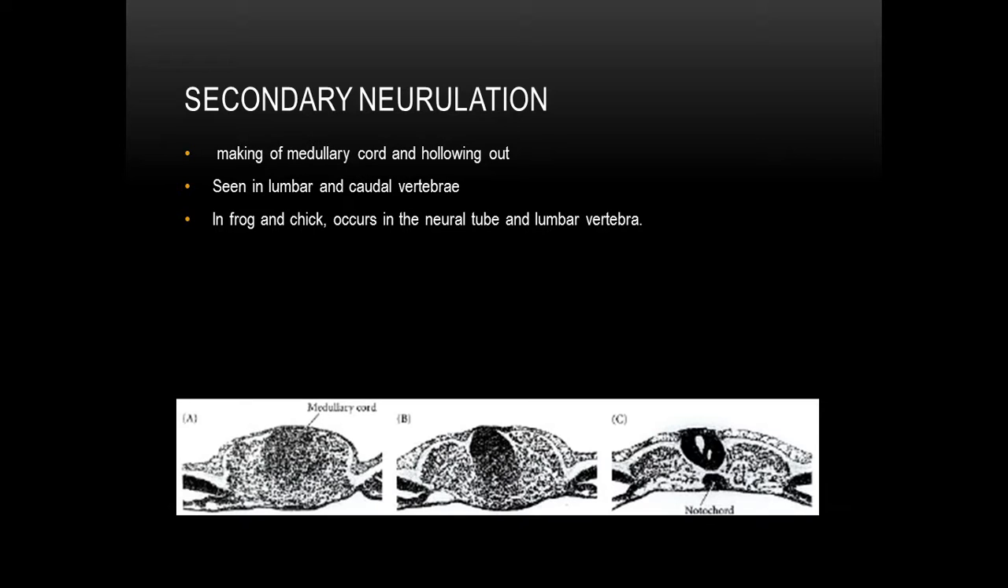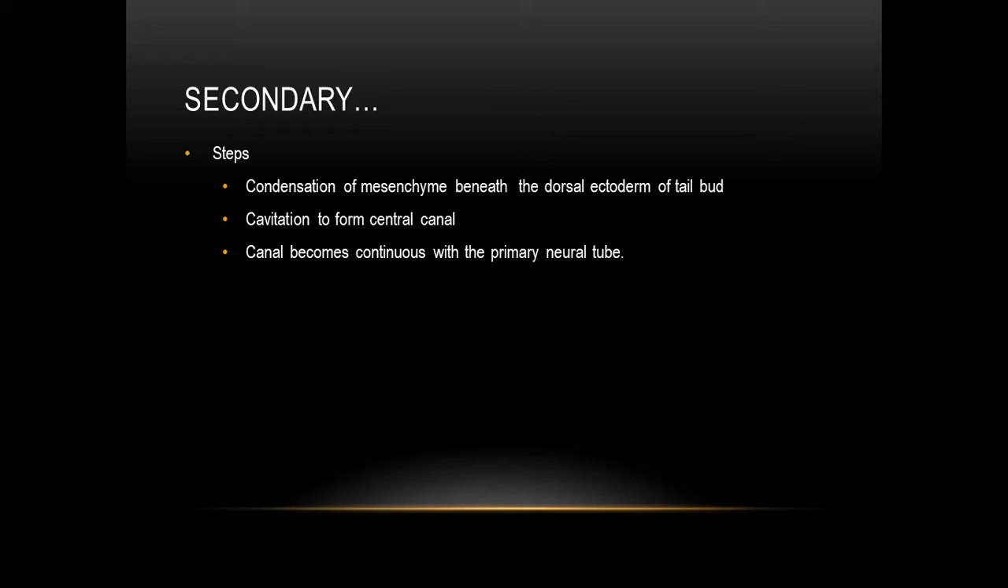In terms of location, secondary neurulation is observable in lumbar or caudal vertebra, so more posterior portions of the spinal cord. In frog and chicken, primary neurulation occurs in the neural tube, so higher parts, and lumbar vertebra. So here we're seeing three panels of pictures representing the process of secondary neurulation. Let's first talk about the steps that are required for secondary neurulation to happen.